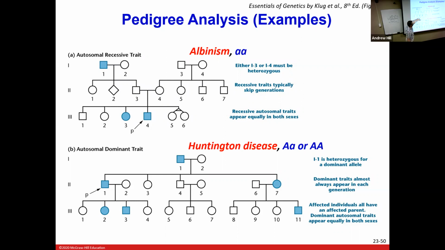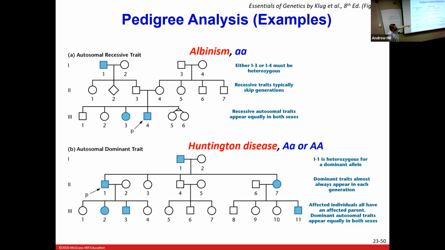We'll look at sex traits, sex-linked diseases, in the next chapter. But here, obviously this isn't very many, but you're seeing both males and females affected, and that's an indication it may be autosomal.